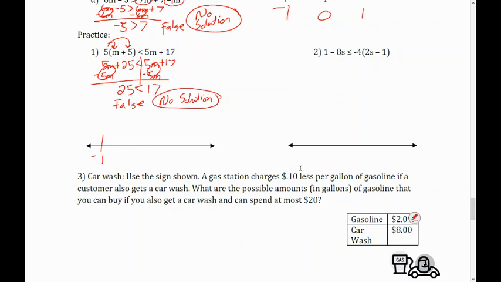So, random numbers in order, no graphing, and that's it. All right, the next one. Again, we want to get rid of the negative 4 by using that distribution property, okay? 1 minus 8s. I'm writing s in a cursive s so it doesn't look like a 5. Less than or equal to negative 4 times 2s is negative 8s. Negative 4 times a negative 1 is positive 4, okay?